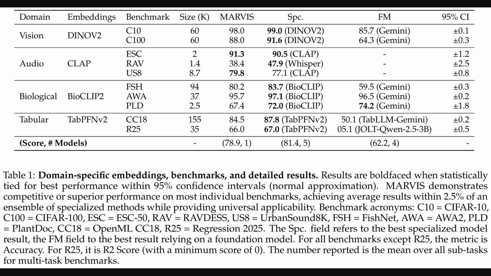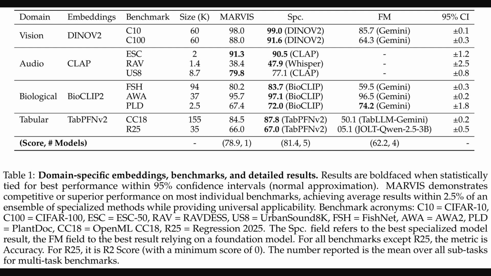Moving to the results, this table details how well that pipeline actually works across those different data types. It compares MARVIS against both specialized models, which are experts in one domain, and other general foundation models like Gemini. You can see that MARVIS is incredibly competitive with the specialists, often coming within just a couple of percentage points. But when you compare it to other general models, the improvement is huge.